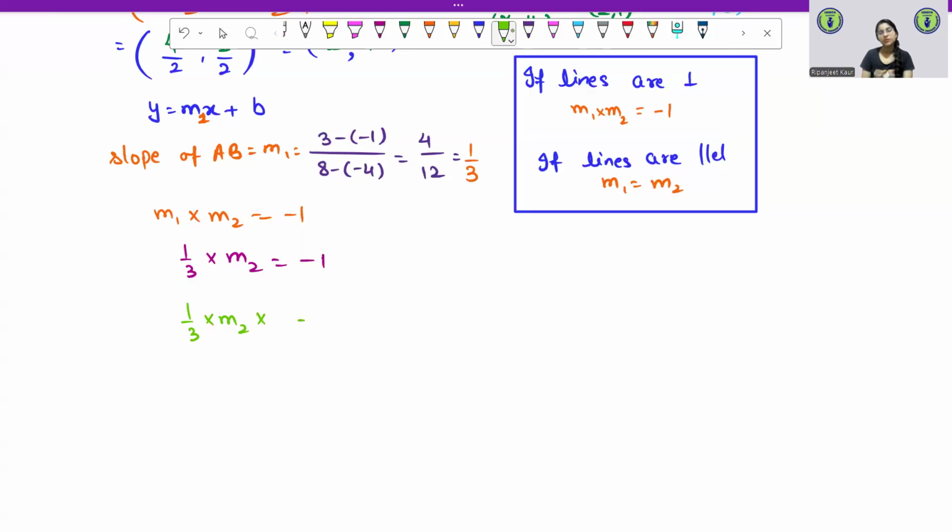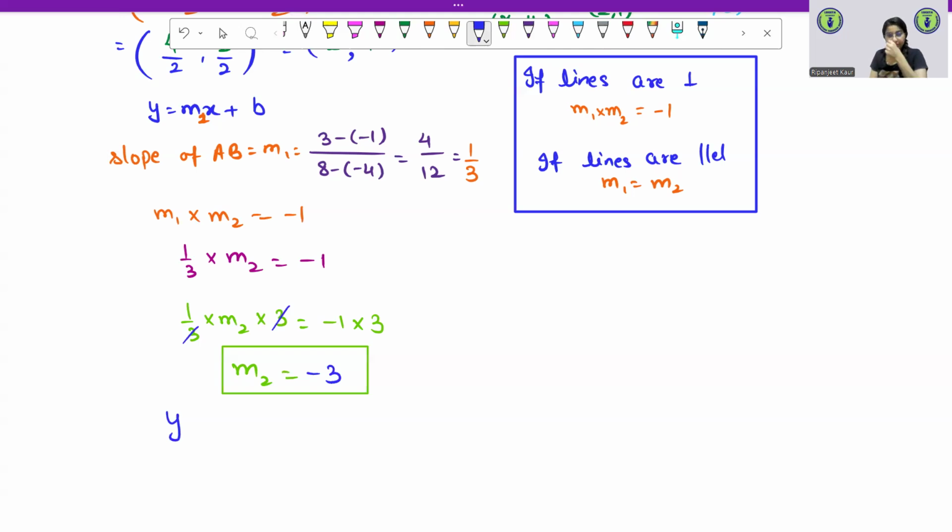What is the reciprocal of 1 over 3? 3. So on both sides, we're just multiplying by 3. What we did to one side, we have to do to the other side. So what is m2 equal to? Minus 3. That's right. m2 is equal to minus 3.